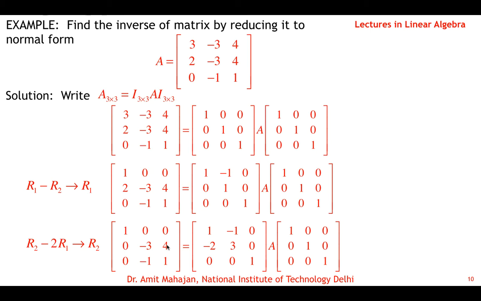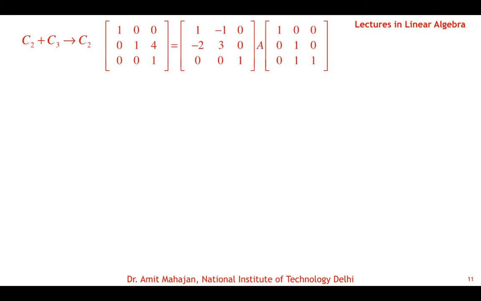So we can use C2 plus C3 impacting C2, so minus 3 plus 4 makes it 1. C2 plus C3 impacting C2 makes this element 1, and this goes to 0. Since it is a column operation, the post matrix is affected. So C2 plus C3, 0 plus 1 becomes 1 here. Now all we need to do is make this element 0.